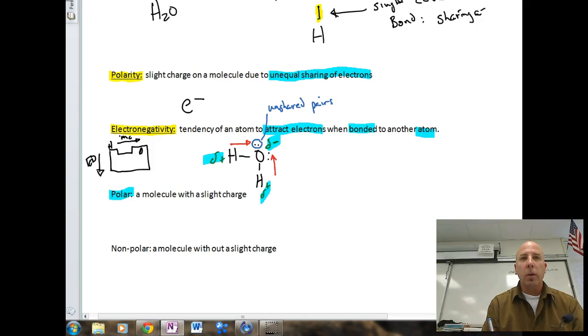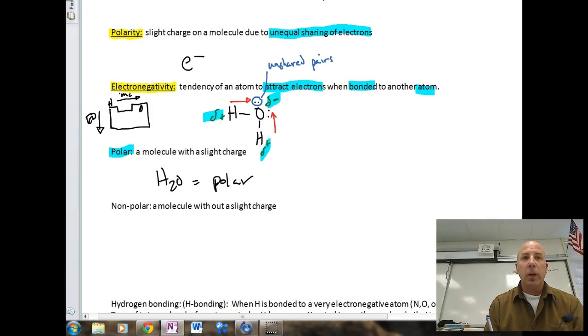And this is going to be a molecule with a slight charge. So a perfect example of a molecule with a slight charge, or a polar molecule, would be water, as we just talked about. We would say water is polar. It has a slight charge. And then a molecule that is nonpolar is a molecule without a slight charge.